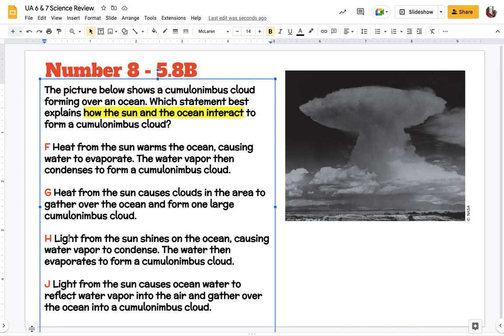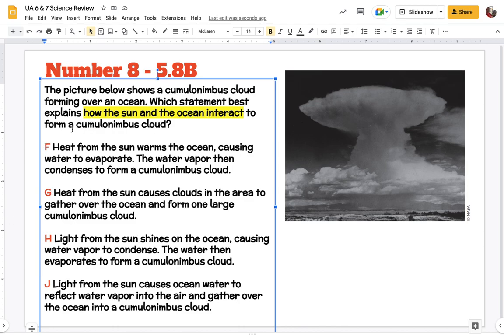If you look, does light cause water to evaporate? Does light cause any of this? No. So the light energy, the only thing light energy can really do is give us sight, right? Or it can also help plants to make their food, okay? But light energy is not going to sit back and create condensation, and light is not going to cause, oh, it will cause reflection, but is that what helps us to create a cloud? No, none of that, okay? So that means it's either between F or G.